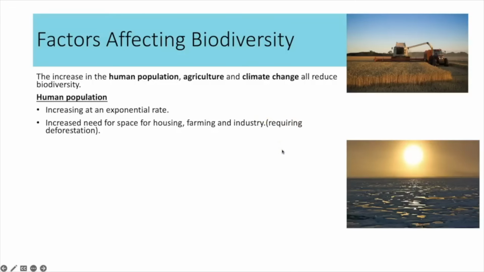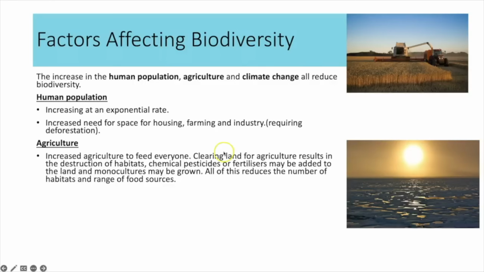And deforestation is going to be removing habitats and food sources. Agriculture is needed to feed everyone, but you need to clear land for agriculture, which yet again results in the destruction of habitats and food sources. There might also be chemical pesticides and fertilizers being used, which can affect organisms. And there might be monocultures that are being grown, meaning just one type of species, like we can see here. And that in itself reduces the biodiversity.